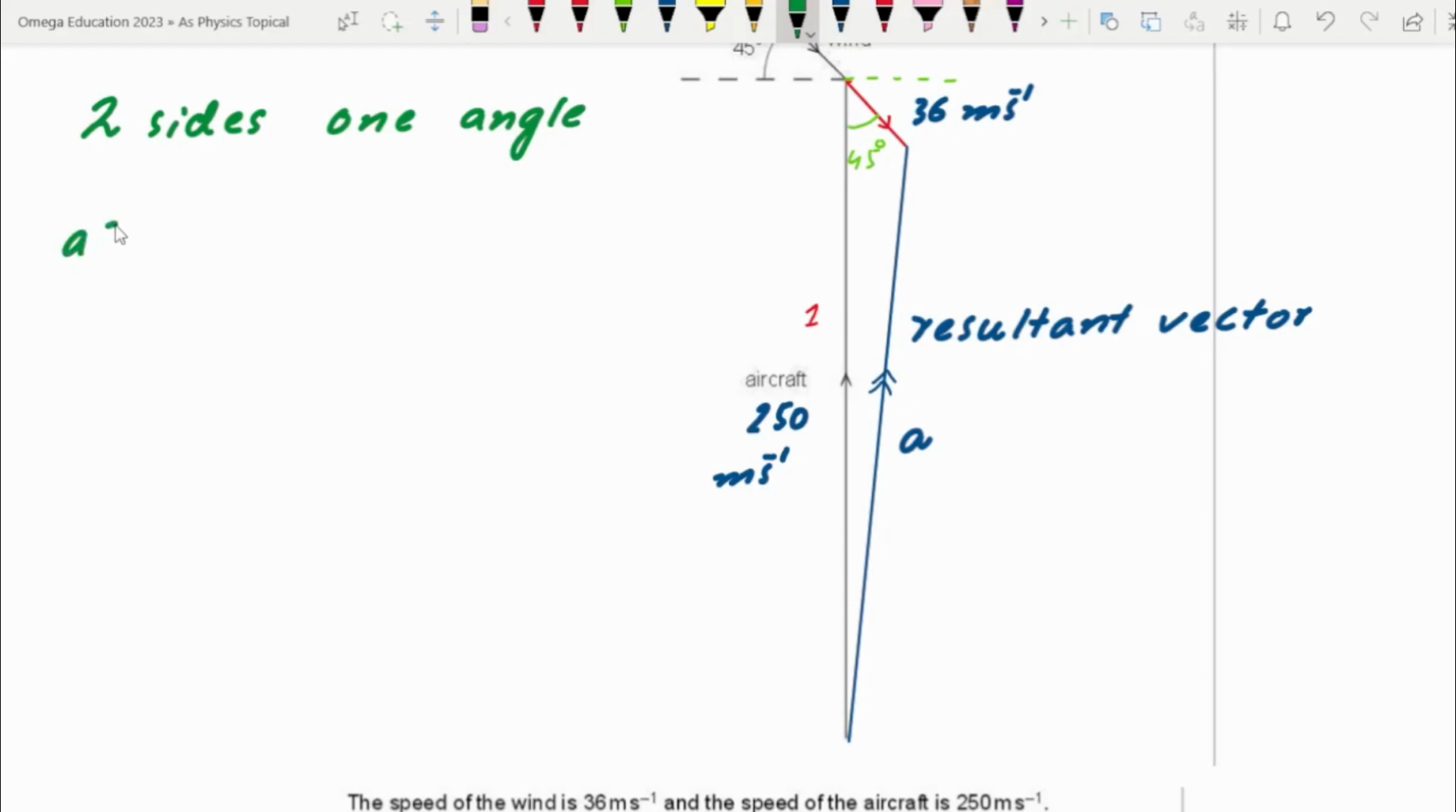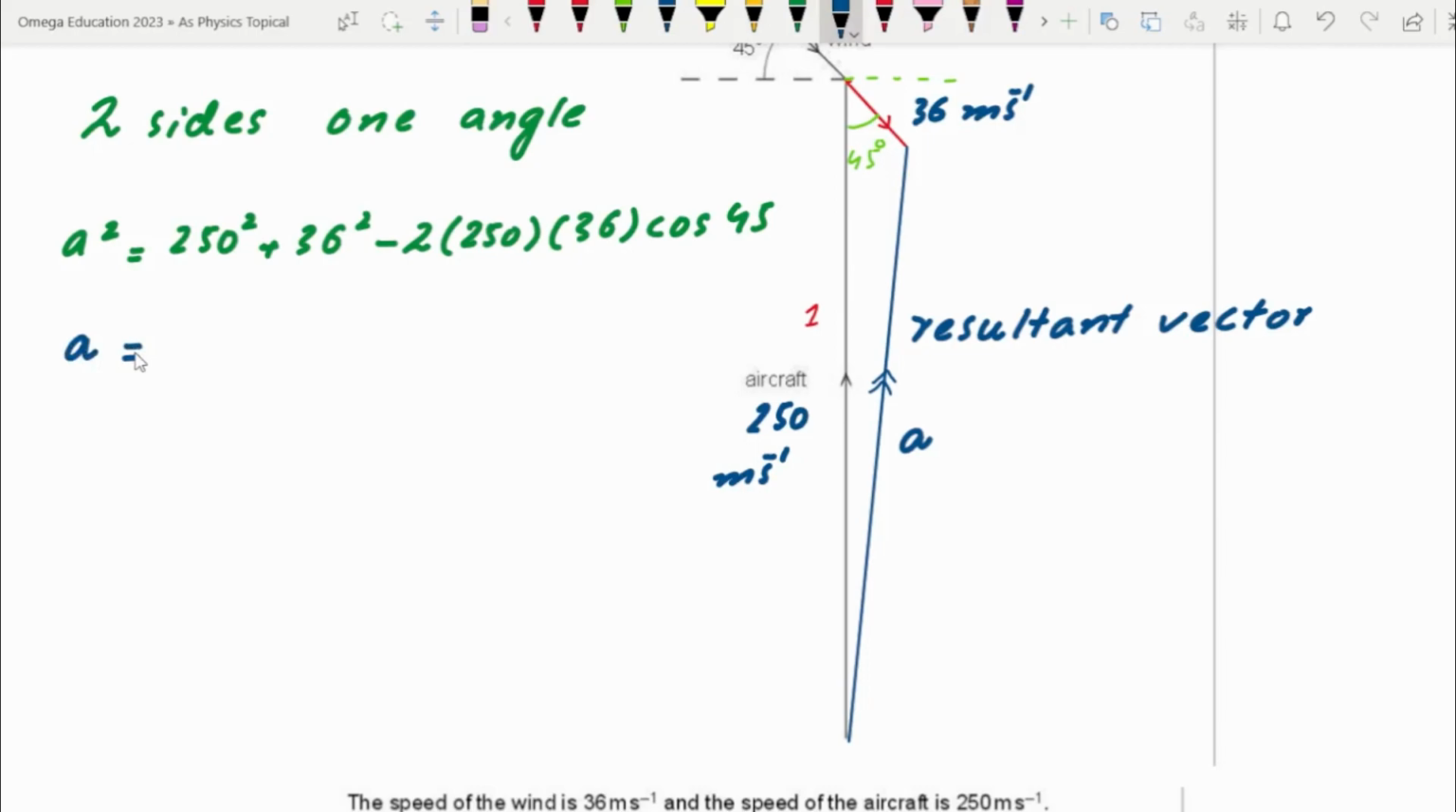So this one says a squared, the missing side, equals the sum of the squares of the other sides first. So 250 squared plus 36 squared minus 2bc cos A. A is the angle between the two given sides. Then you hit it on the calculator and you can find the value of A. Make sure that you're not forgetting to take the square root, or as a matter of fact, you can write everything in the square root and write it down on the calculator as it is.